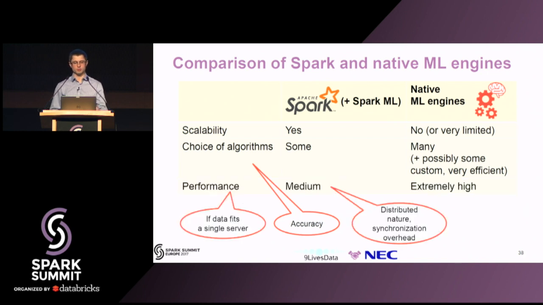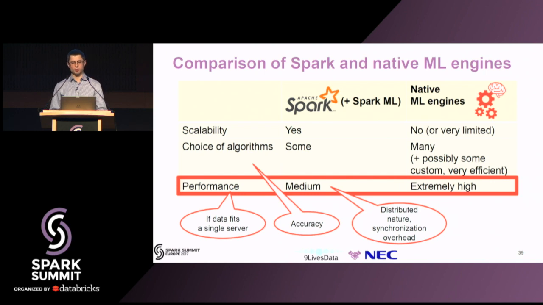And it leads us to the last feature we would like to compare, performance. So of course we can compare performance only if data fits a single server. And performance in case of Spark together with some distributed machine learning engine is, I would say, medium, as there is some overhead on synchronization and the distributed nature that can give us extremely high performance, which we can get from the native machine learning engines.